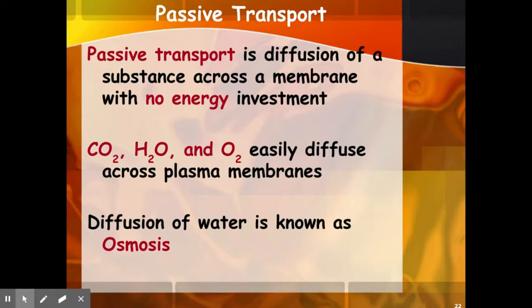If it is passive, it is not requiring energy. So things like carbon dioxide, water, and oxygen easily can diffuse across the plasma membrane, and it doesn't require any energy to have that happen. Diffusion of water is known as osmosis. That gets a special name because water is so important.